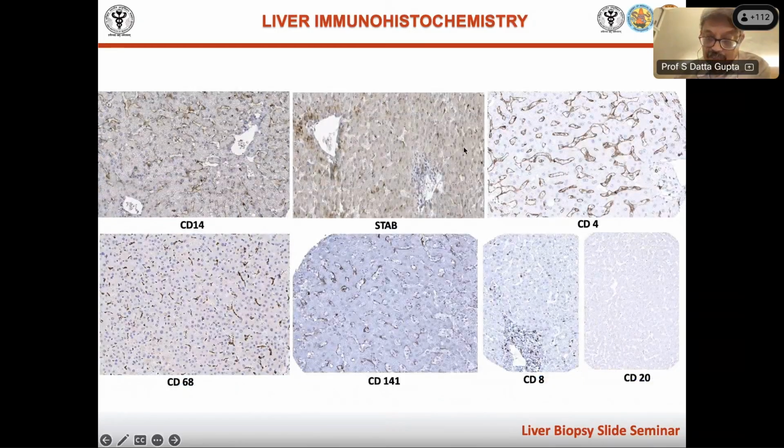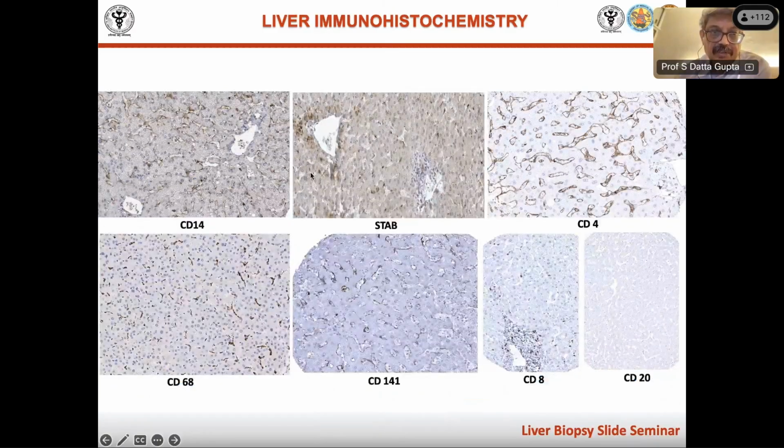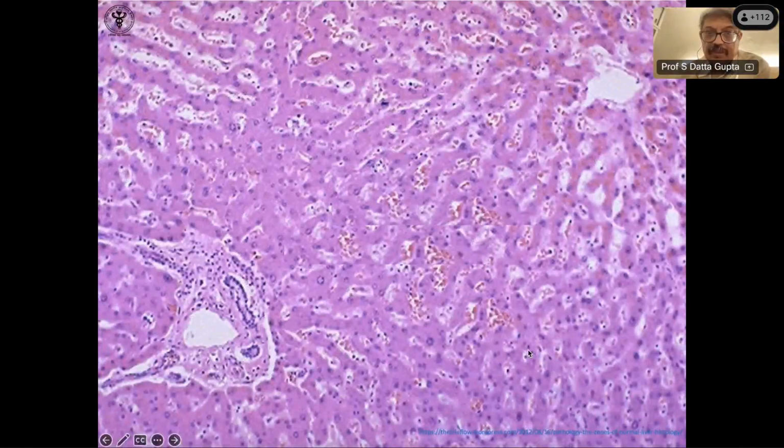So in fetuses, you can get glypican 3, you can get alpha fetoprotein. For the endothelial cells, you can use CD4 or ICAM1 or CD31 at low levels. You can use STAB2 as well. For endothelial cells, CD4 is a good stain. CD68 stains the Kupffer cells, and these are other stains. Most of the cells in the portal tracts are CD8 positive. So this completes the normal liver.